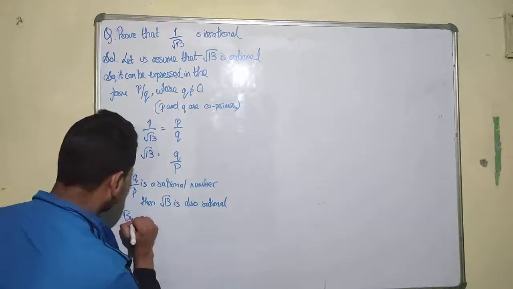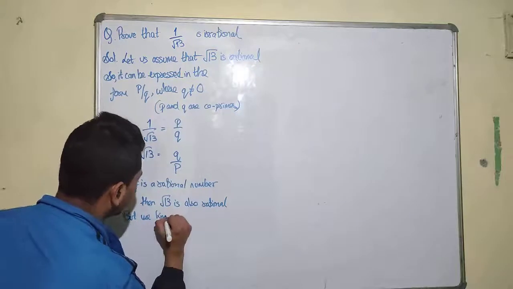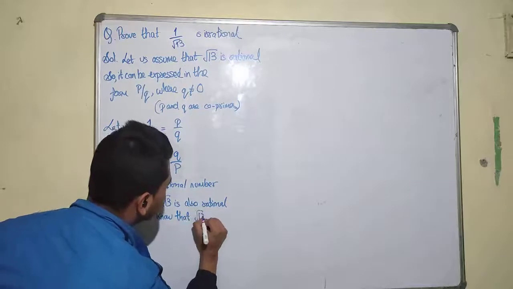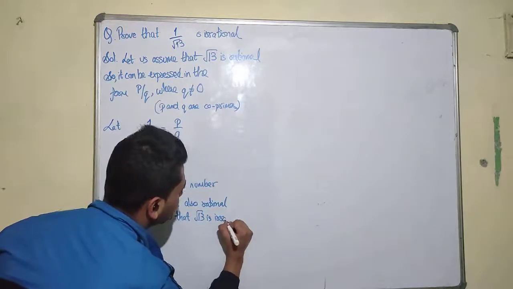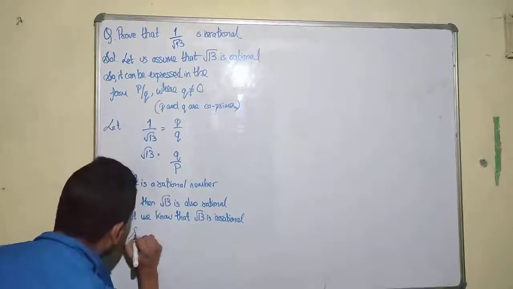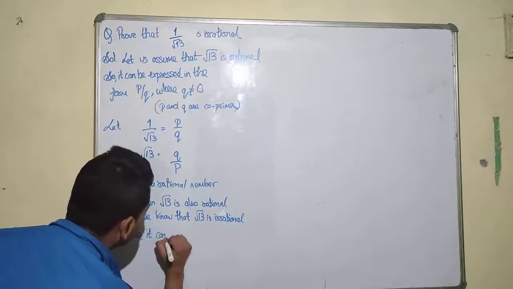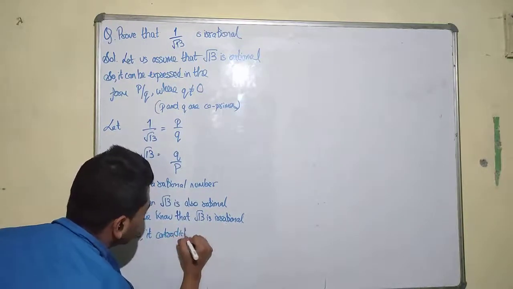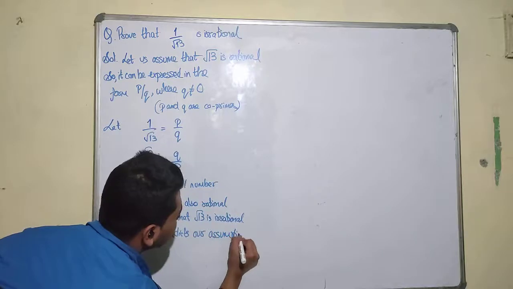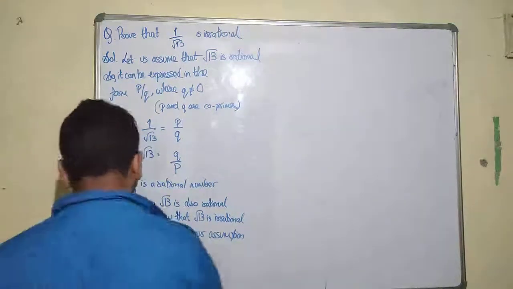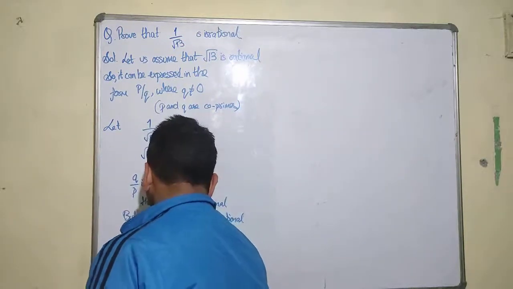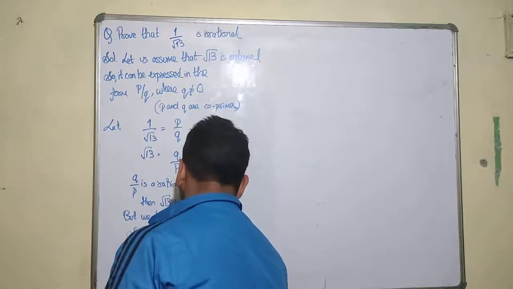But we know that under root 13 is irrational, right? So it contradicts our assumption. So hence 1 by root 13 is irrational.